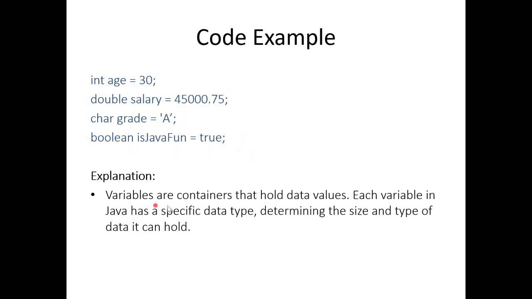And see here the explanation: variables are containers that hold data values, and each variable in Java has a specific data type that determines the size and type of data it can hold. So this is how I explained it to you before. Further, we can move to another slide.